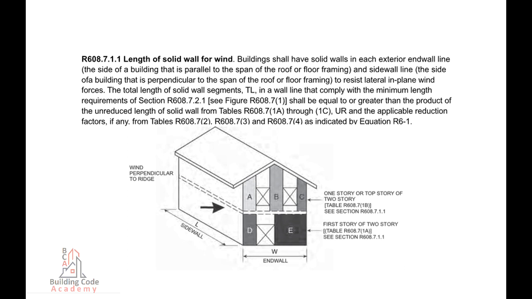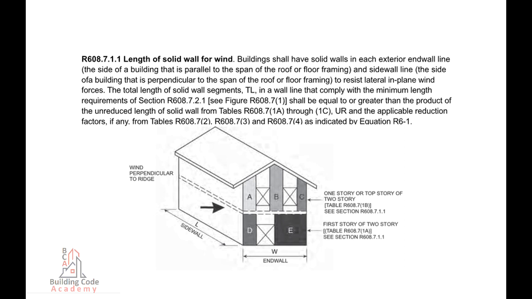R608.7.1.1 Length of solid wall for wind. Buildings shall have solid walls in each exterior end wall line, the side of a building that is parallel to the span of the roof or floor framing, and sidewall line, the side of a building that is perpendicular to the span of the roof or floor framing, to resist lateral in-plane wind forces.